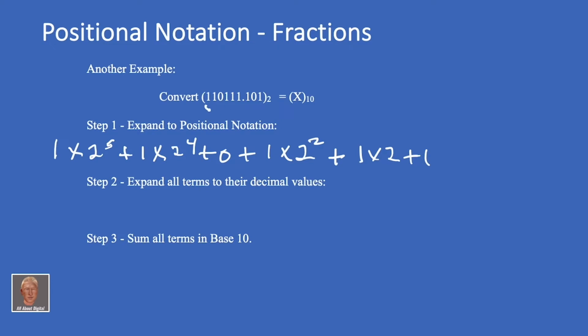So we've done the integer portion right here, and let's do the fractional portion. Plus 1 times 2 to the minus 1, plus 0, plus 1 times 2 to the minus 3. Okay, we've expanded it to its positional notation. Now let's expand all the terms to their decimal values. So we have 2 to the 4th, which is 32.